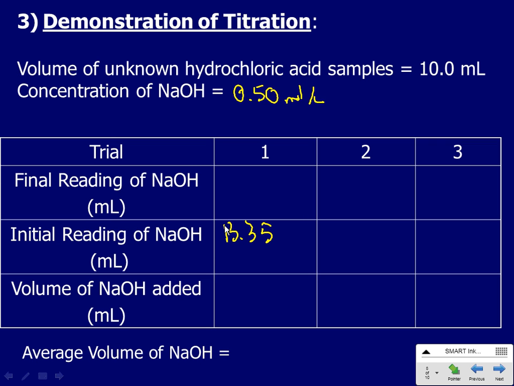22.90. So my final reading is 22.90. I'll do one more. We'll do one more titration. Once you've done your first one, it becomes easier because you have an idea on when to stop the next one. And you tend not to go over on it.